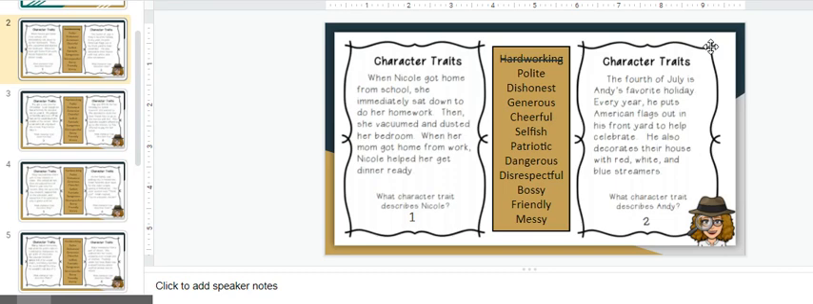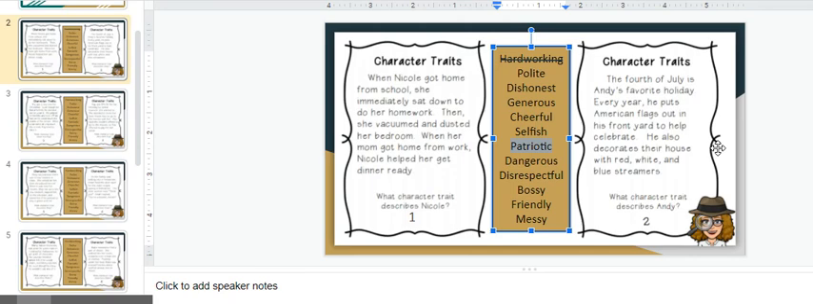Okay, now this is why I'm doing it together, because this one is a little confusing for kids because they have not heard of this character trait before. But this person, Andy, is showing that he is patriotic. It's right here, patriotic. What does patriotic mean? Patriotic means that you love your country, okay, and you support your country. That is what a patriotic person does, okay?